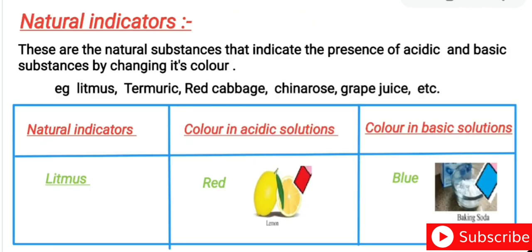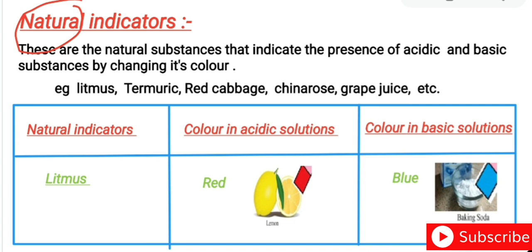Natural indicators. As the name suggests, children, natural means definitely we are getting this indicator in nature. These are the natural substances that indicate the presence of acidic or basic substance by changing their color. For example, litmus, turmeric, red cabbage, China rose, grape juice, etc. These are the indicators which indicate by changing their color, and these are obtained in nature.